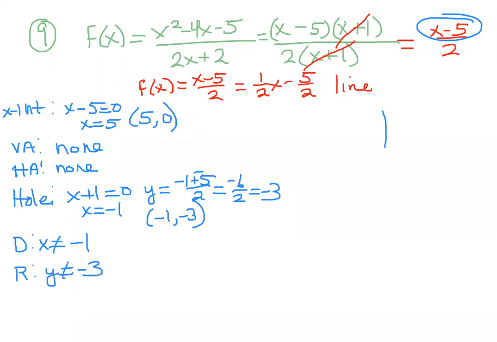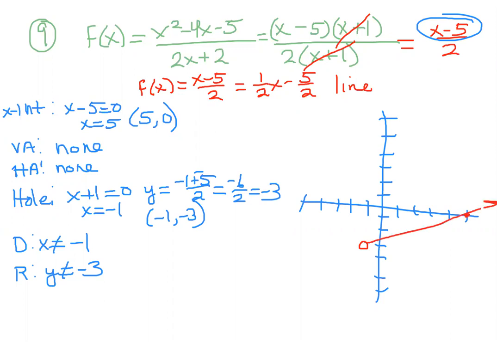So we can go ahead and graph this. It's just a line. A hole at negative 1, negative 3, 1, 2, 3. An x-intercept at 5, 0, 1, 2, 3, 4, 5, 0. So it looks something like this. And that is the answer to number 9.